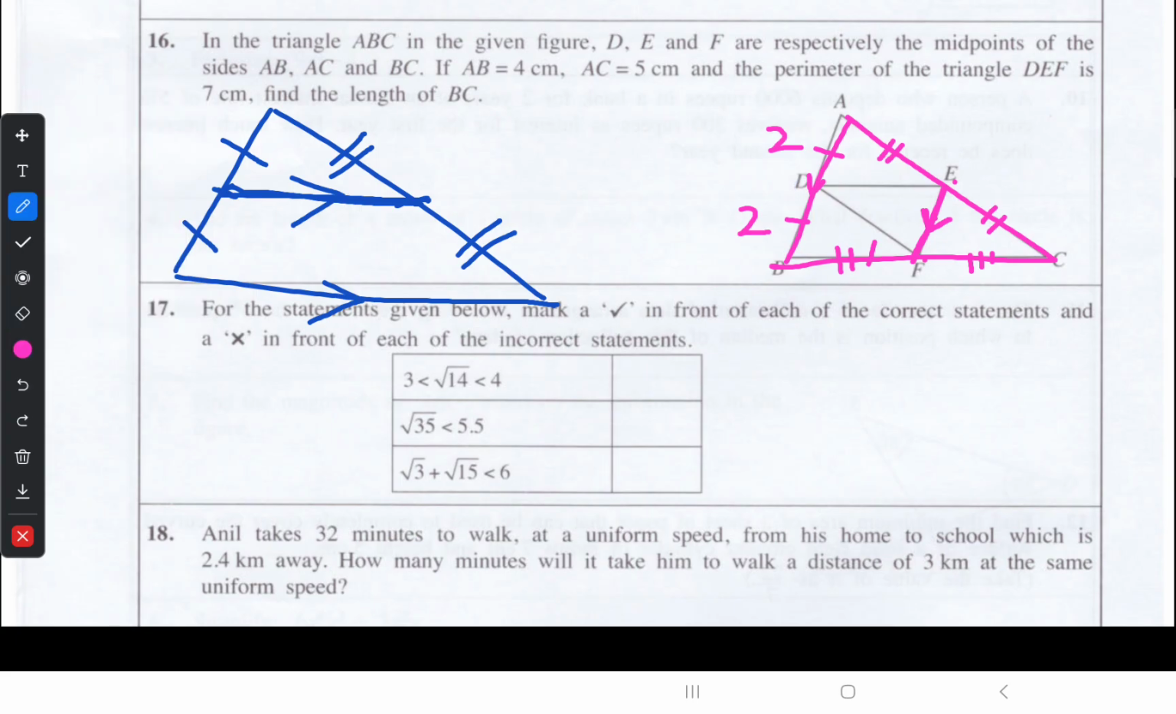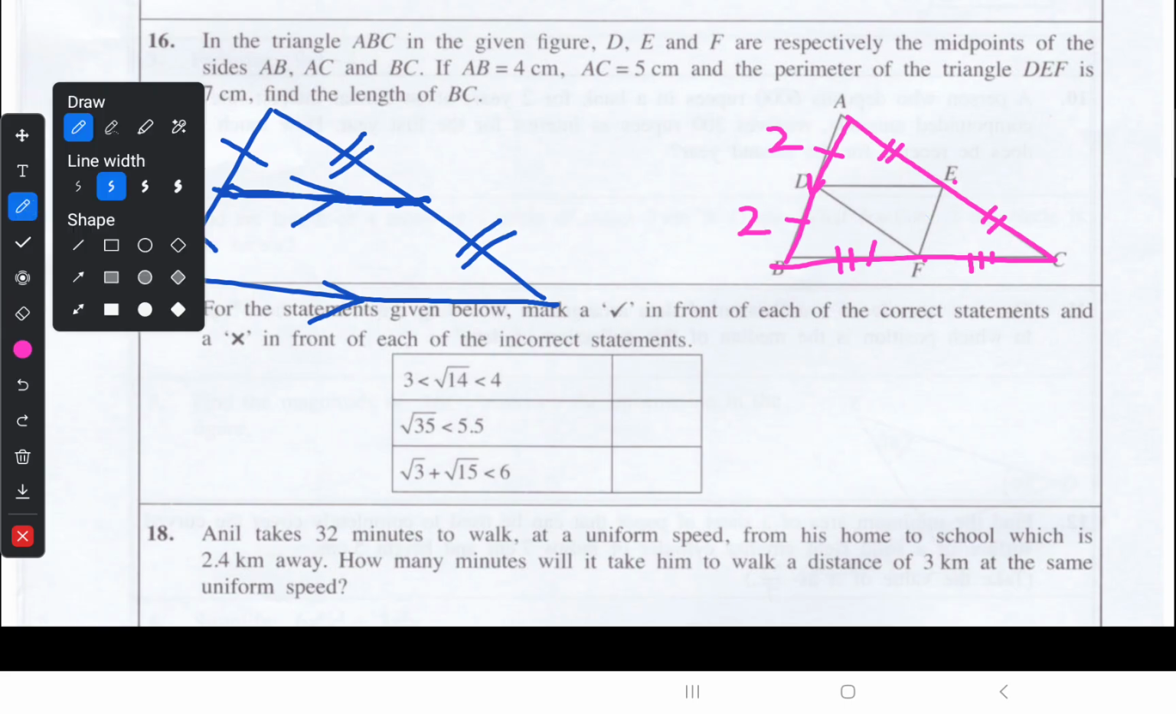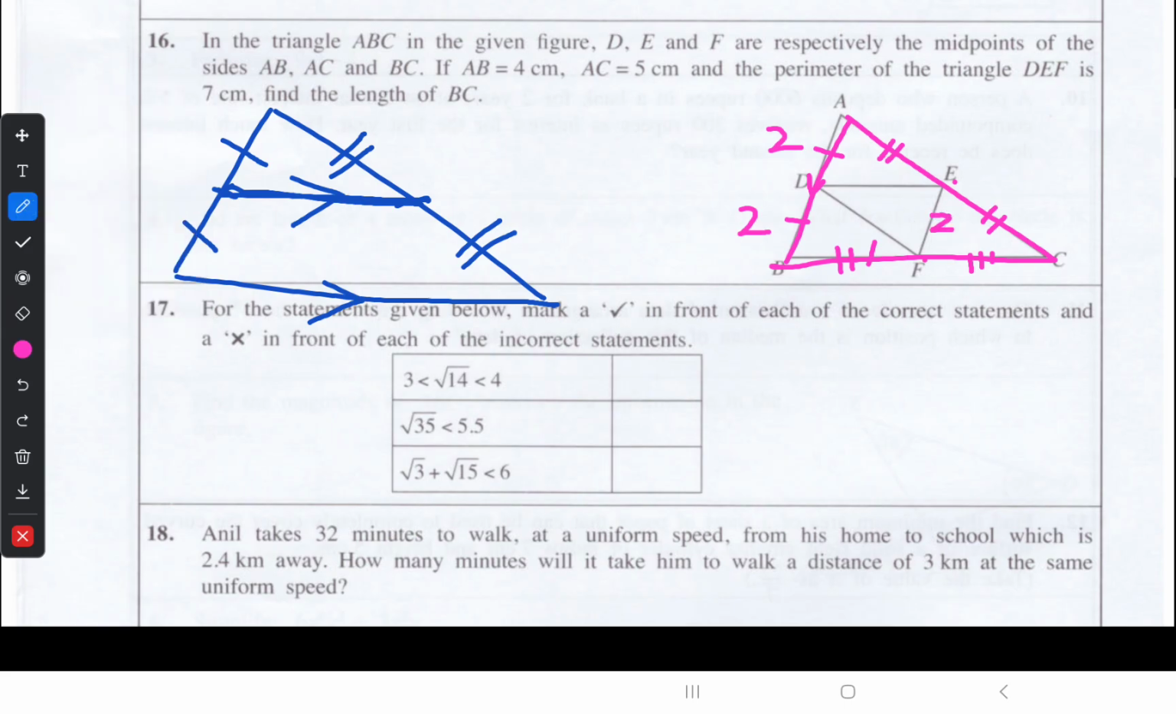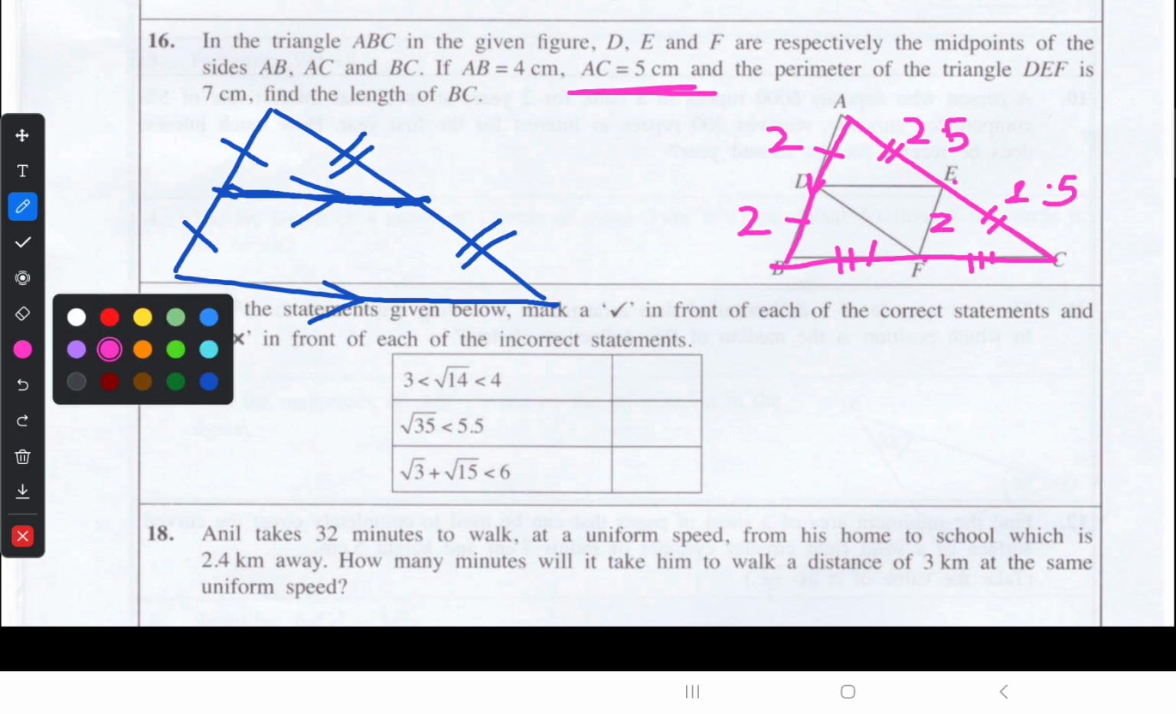So this total AB is 4 centimeters. So this EF is 2 centimeters. This one is 2 centimeters. Similarly, the total length of AC was given as 5. 5 means this is 2.5, this is 2.5. Now we will think of this triangle separately.